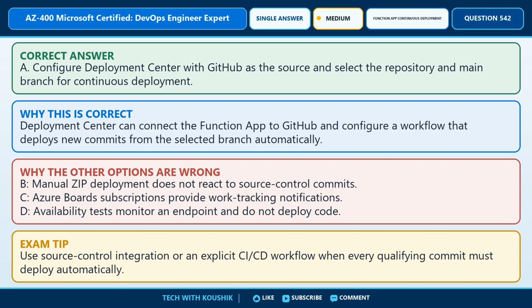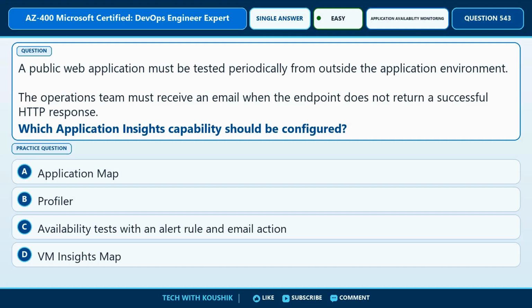B. Manual zip deployment does not react to source control commits. C. Azure Boards subscriptions provide work tracking notifications. D. Availability tests monitor an endpoint and do not deploy code. Exam tip. Use source control integration or an explicit CI/CD workflow when every qualifying commit must deploy automatically. Question number 543.